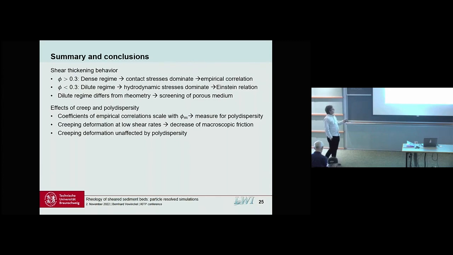Then we looked into the effects of creep and polydispersity, where we find that we can express the mu of J as a function of phi m that varies with polydispersity, and that can actually become a measure of polydispersity. And then we looked at the creeping deformation and found that the macroscopic friction coefficient decreases to about 1/3 of the original mu of J values for the creeping regime, as another indication of the flowability of the system. That is basically independent of the polydispersity, at least that's what we found. So all the polydispersed simulations reproduce the same behavior in the creeping regime.